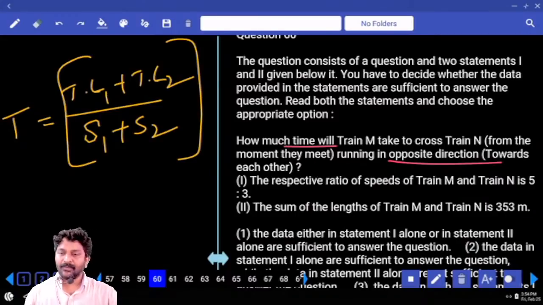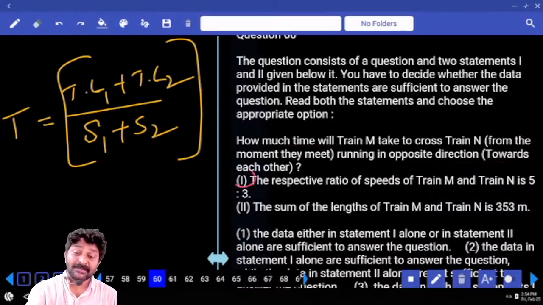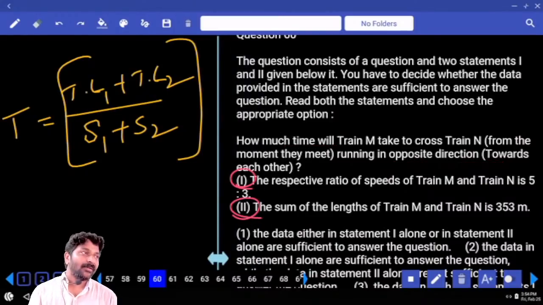Clear? Now, first one. The respective ratio of speed of train M and N is 5:3. Is 1 alone sufficient? Why? Because there is no information regarding train length. The sum of lengths of train M and train N is 353. Is 2 alone sufficient to answer the question? Why? Speeds are not there. Can we answer the question by using both together? No. Because with respect to speeds, you are given only the ratio, but not in terms of a number.